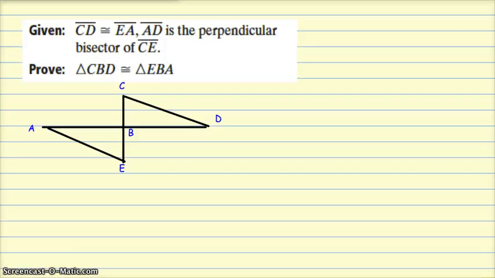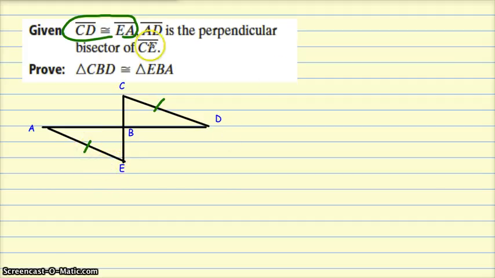All right, and then the last slide is this one. So I'm not going to make you do a proof, but I still want us to go through and look at how we would get all these pieces and how we would prove what we need to. So it says given that segment CD is congruent to segment EA. So find CD and find EA and mark them congruent.